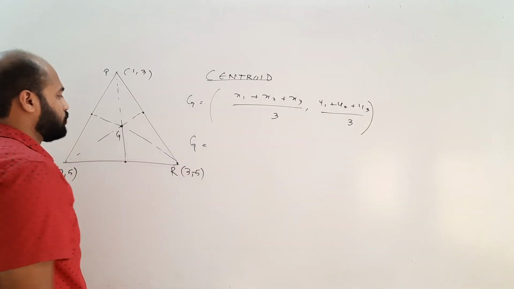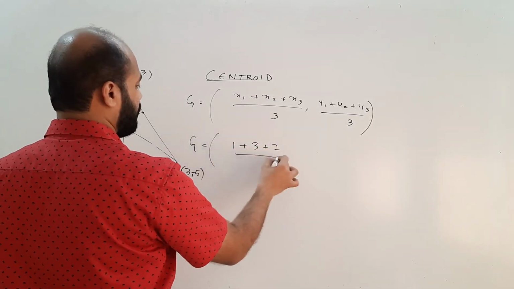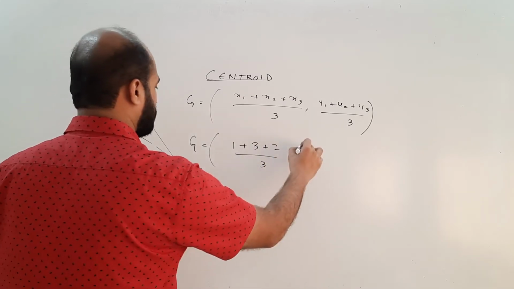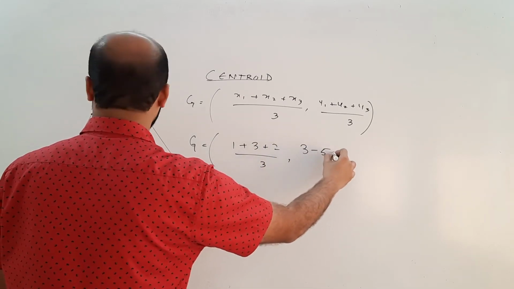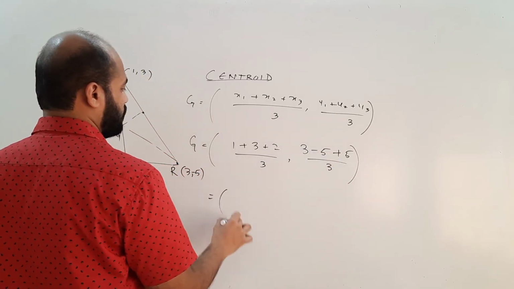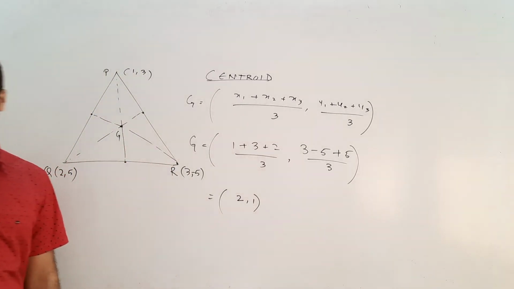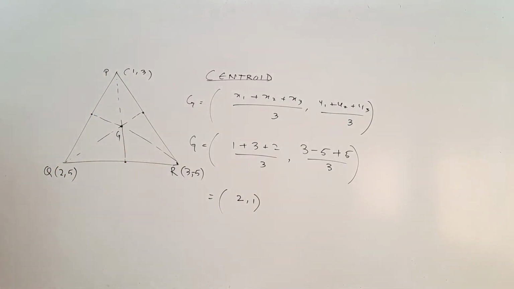So in this case, G would be (1 plus 3 plus 2) divided by 3, comma (3 minus 5 plus 5) divided by 3. So the answer would be 2, comma 1. That is the answer in this case. Let's see the next set of concepts.